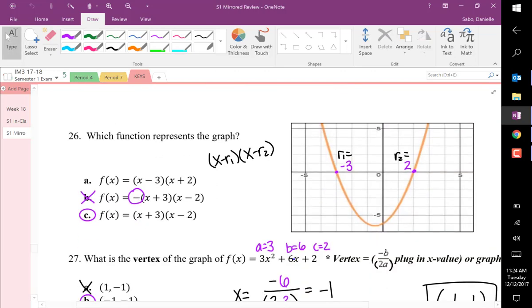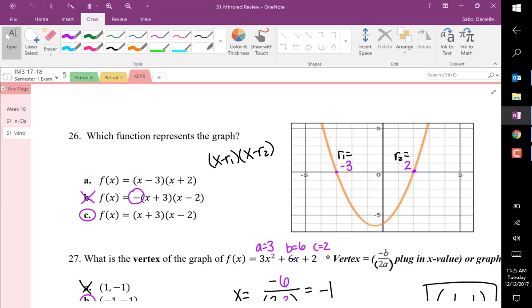Okay, 26. People get this wrong because they forget that they have to change the signs, because our original formula says minus R1 and minus R2. So if I start off with R1 being -3, it must turn positive. If I start with R2 being +2, it must become negative. B I could cancel right away because of this negative. That negative out in front means down, and it's going up. Try to be a good test taker and at least get it down. Most of these questions could be eliminated to at least a 50-50 shot.